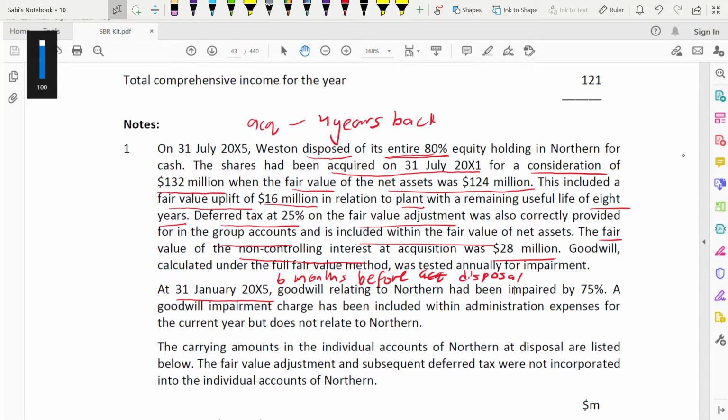Goodwill relating to Norton had been impaired by 75%. How much? Goodwill impaired by 75%. A goodwill impairment charge has been included within admin expenses for the current year but does not relate to Norton. So, the goodwill, where did it go? It was in the admin expenses for the current year, but does not relate to Norton.